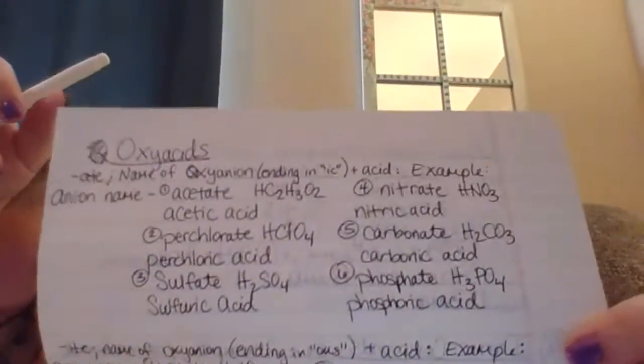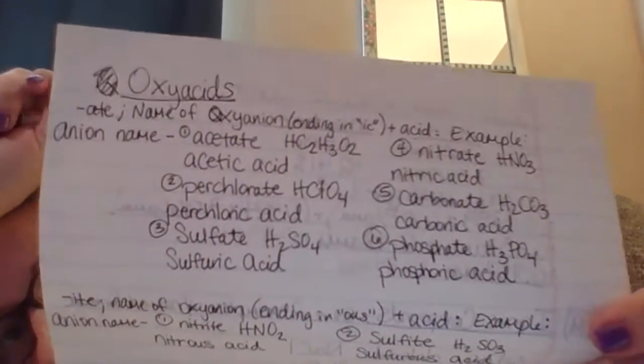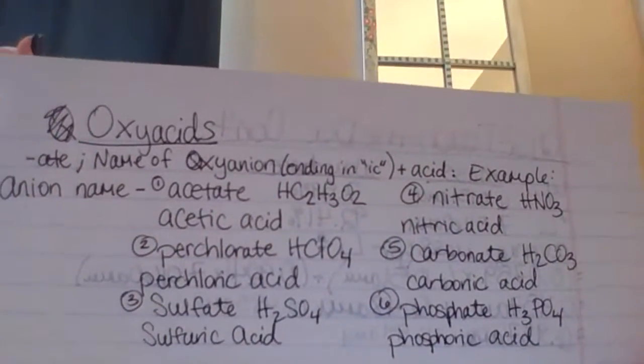And on the very last part here, we have oxyacids. If the anion's name ends in ATE, you're going to turn it into the name of the oxyanion ending in IC plus acid. So the examples I have for that are up top here. And I have the name, and then I have the formula behind it. And again, I have more because I needed the examples for myself.